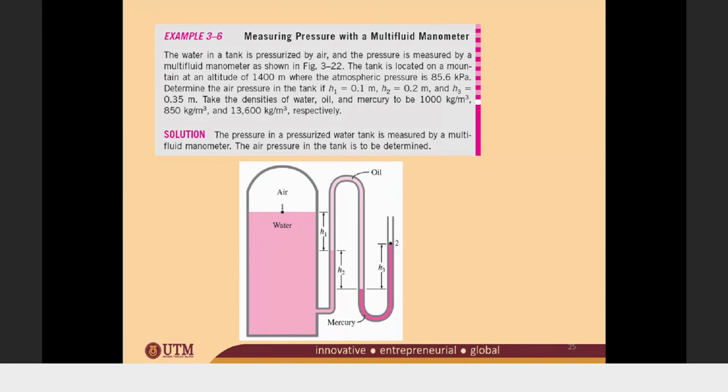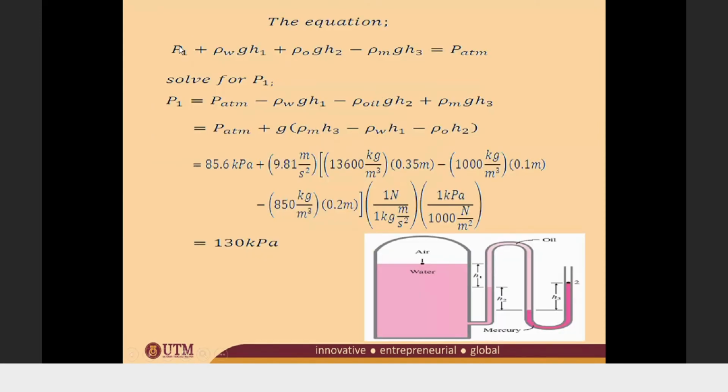Okay, after cancelling out the plus and minus, you get this, right, and solve for P1. Substitute the values, and then you get P1 is equal to 130 kilopascal. So that's the way to solve the manometer problem.